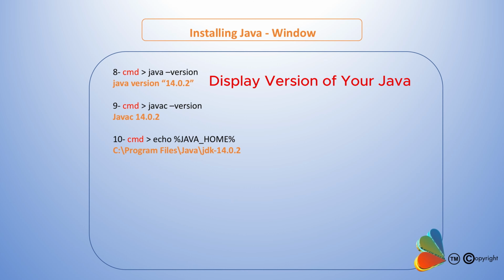Number 10. Under CMD, type echo %JAVA_HOME%. The Java home location gets displayed: C:\Program Files\Java\JDK-14.0.2.